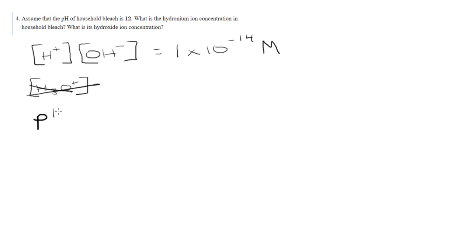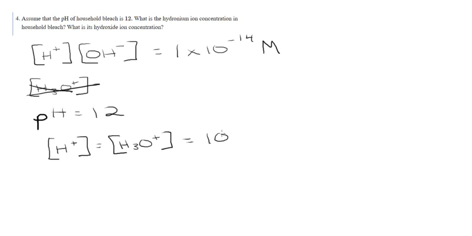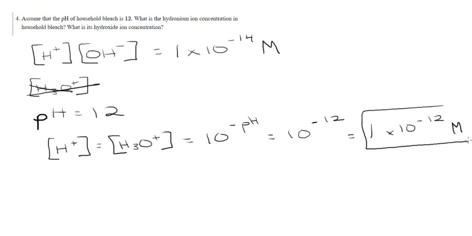That we have a pH of 12, and I know from pH I can calculate the concentration of the hydrogen or hydronium ions. So let's do this just so that we stick with hydronium. I know that I can take 10 raised to the power of the negative pH, and I'll get the concentration. So 10 raised to the negative 12th is just 1 times 10 to the negative 12th. So that's my answer.